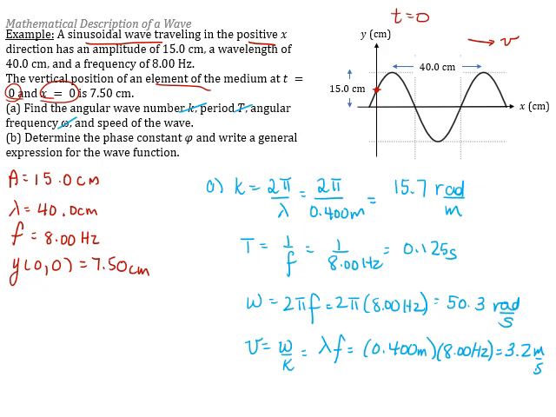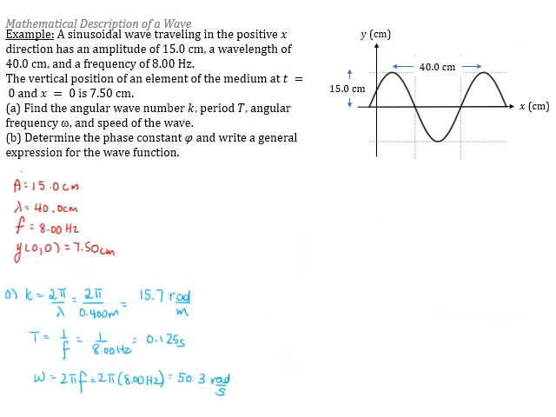Okay, part B is a little trickier. We've got to find the phase constant. Phase constant is a little bit trickier to find, and we have to use our initial conditions. So we have to use the fact that we know that y is 7.5 centimeters when x and t are 0. We're doing that because we know the phase constant is in the equation for y. Let's get started and see where we get.